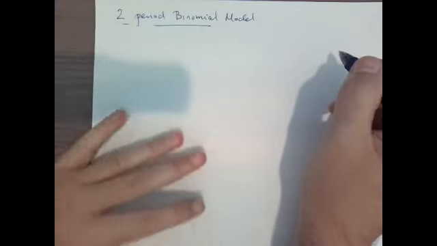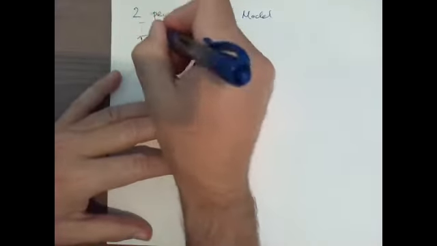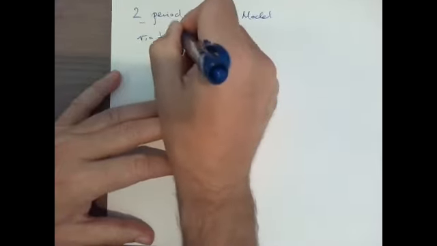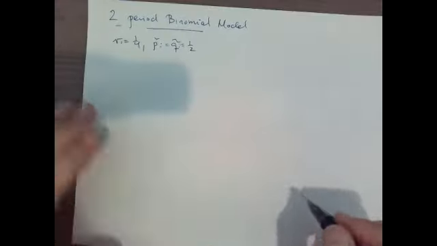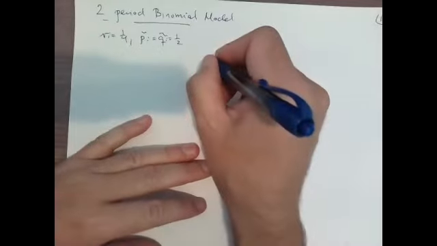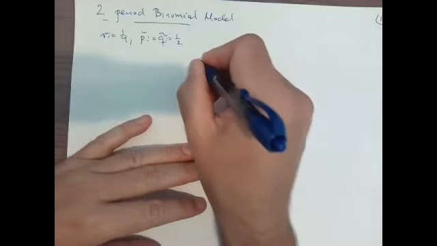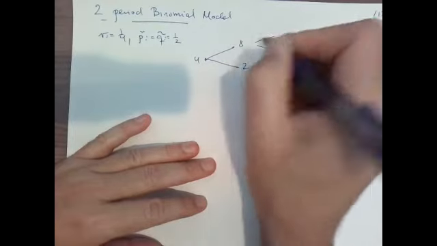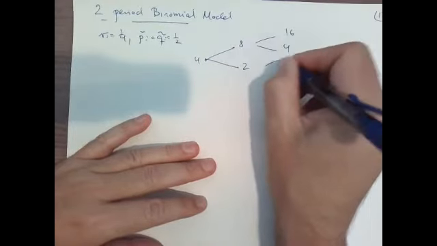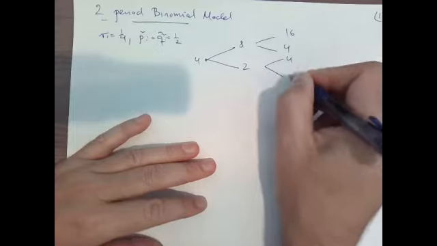and let me specify the model by saying I have R to be 25%, and I have P tilde, it's the same thing as Q tilde, this is half. This is the model that we've been working with in a one period setting for a while. So you start out at 4, and it goes up to 8, 2, 16, 4, 4, and 1.